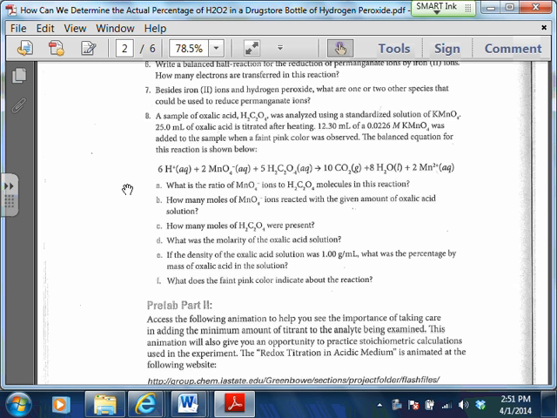How many moles of MnO4 minus ions reacted with the given amount of oxalic acid solution? Okay, so now we've got to figure out how much oxalic acid we had. Basically we did a titration here, so this is going to tell us how many moles reacted with the oxalic acid. You've got a molarity, you've got a volume, multiply those two things together, that will give you the number of moles. Then the question on C, how many moles of H2C2O4 were present? What's the answer there?